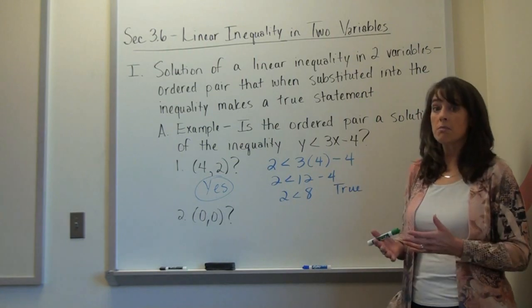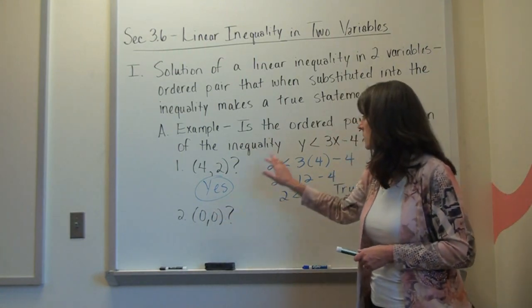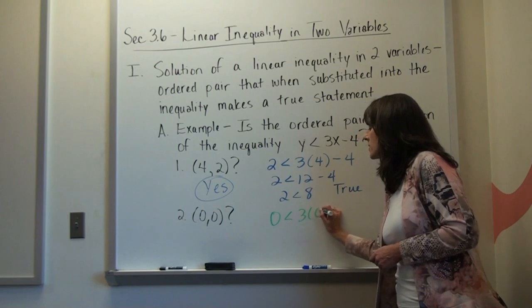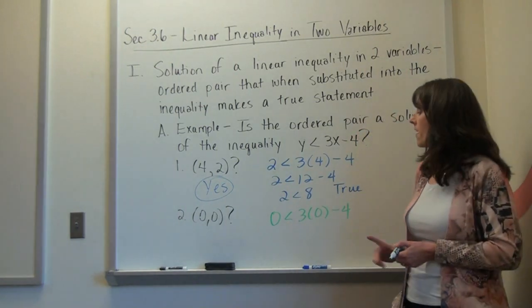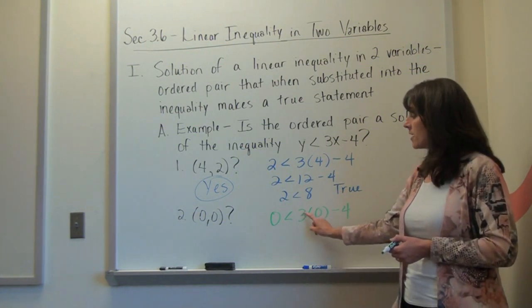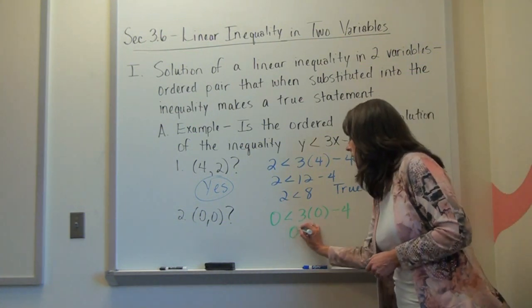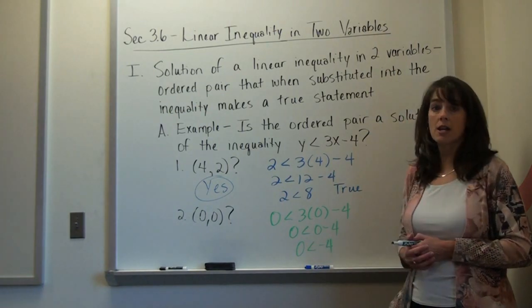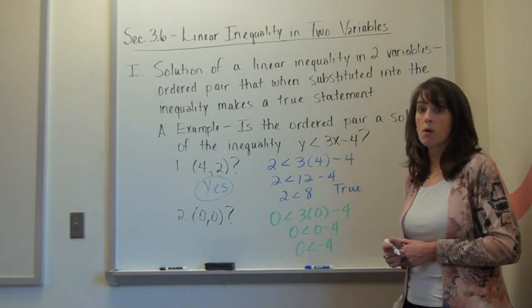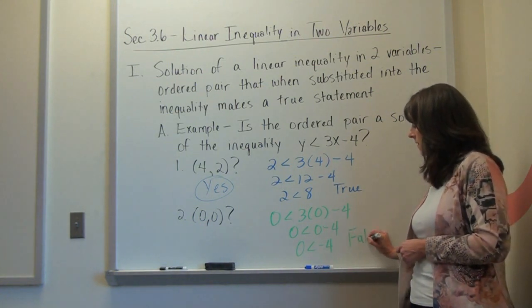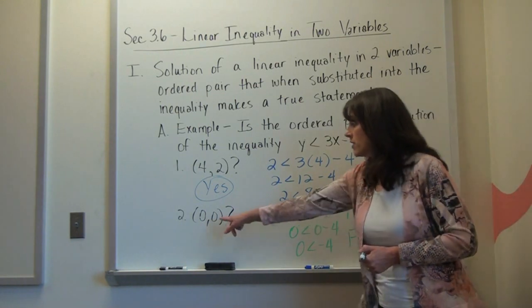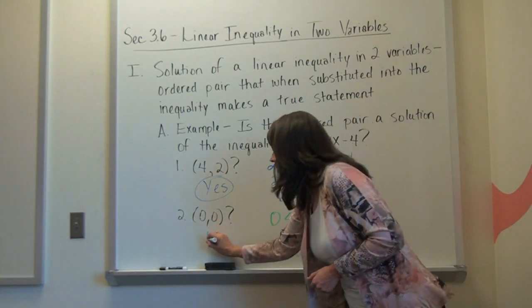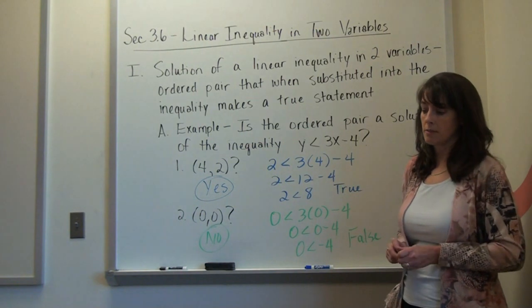If I plug that in here, will it make a true statement? I'm going to do the very same thing. I'll put the 0 in for y and the 0 in for x. Again I follow my order of operations, which says do the multiplication first. 3 times 0 is 0. And now 0 minus 4 is negative 4. Once again, I look at that statement and ask, is that true or false? Is 0 in fact smaller than negative 4? No, it definitely isn't. That is a false statement. So this ordered pair, when I plug it in here, creates untruth, falseness, and so no, it cannot be a solution to that inequality.